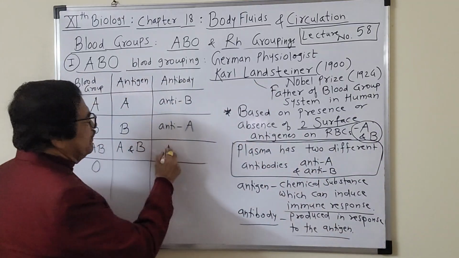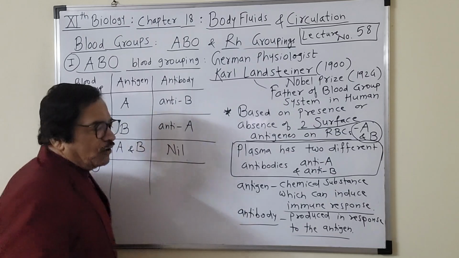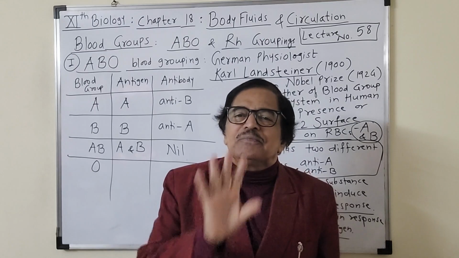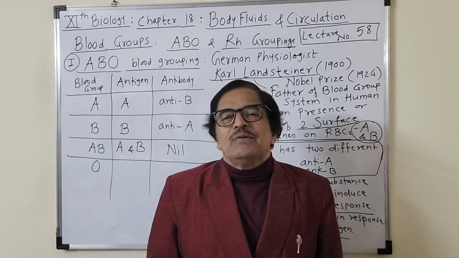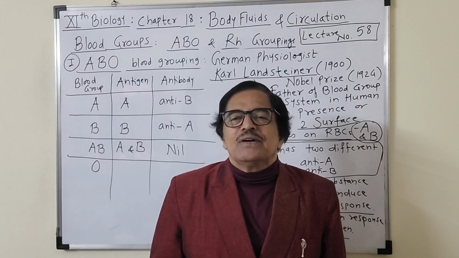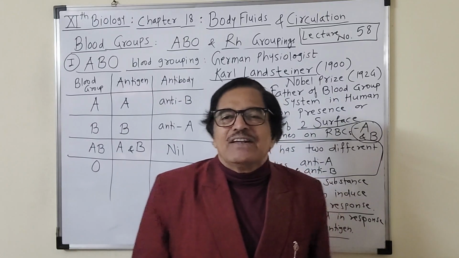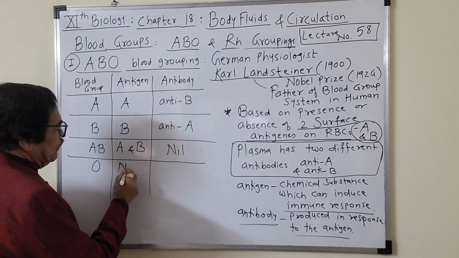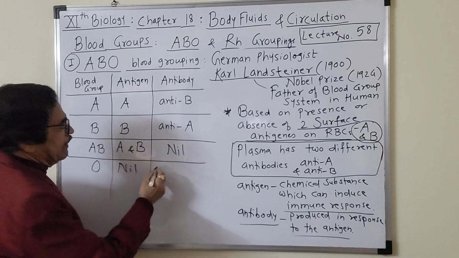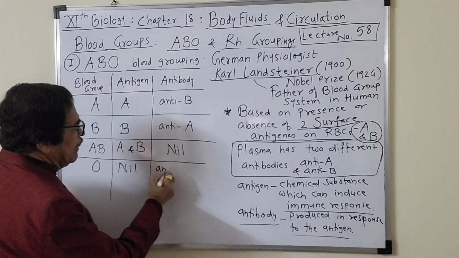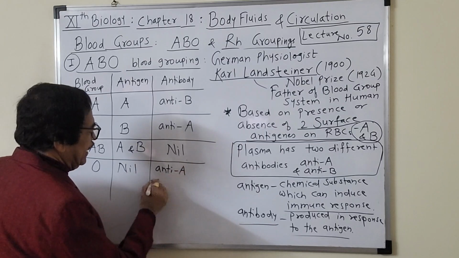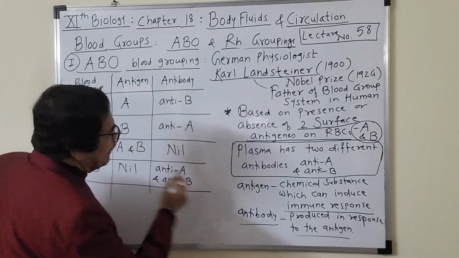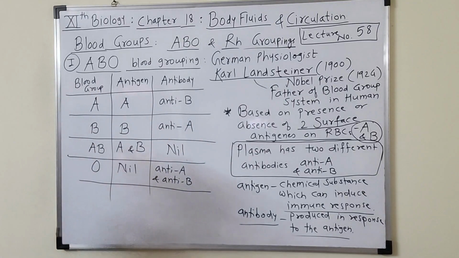और यहाँ पे nil antibodies will be there. Obvious. If plasma would contain antibody A or antibody B, both that RBCs would have been destroyed because the antigen would have been destroyed. Isn't it? So that's why antibody will be nil. And O blood group is that where no antigen, nil, and here antibody A and antibody B both will be present. Okay? So very clear understanding should be there.